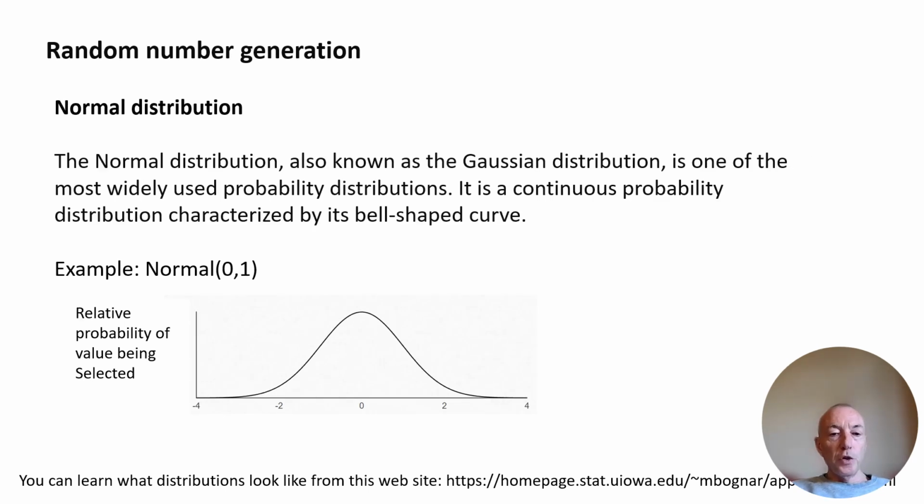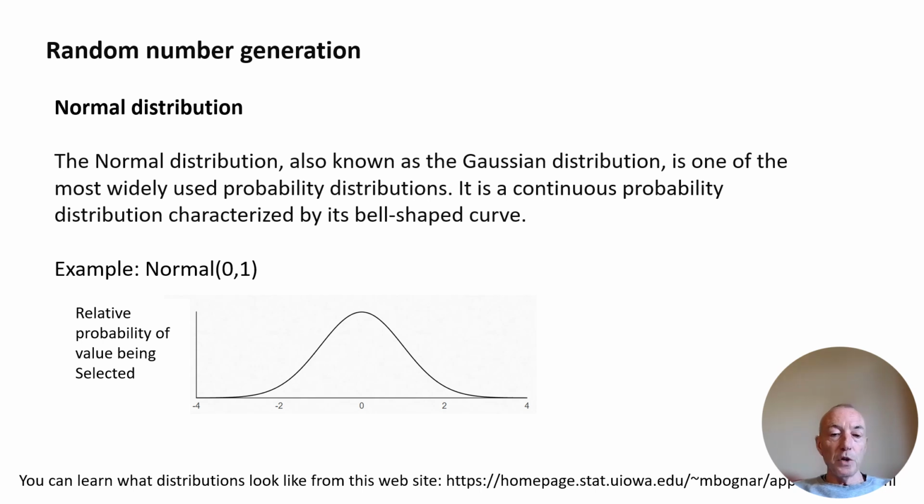Then we have the normal distribution, which you're already familiar with, also known as the Gaussian distribution, which is one of the most widely used probability distributions. So again, it's a continuous probability distribution characterized by this bell-shaped curve, and it can take negative and positive values. And you can see here the relative probability of each value being selected for a normal 0-1 distribution.